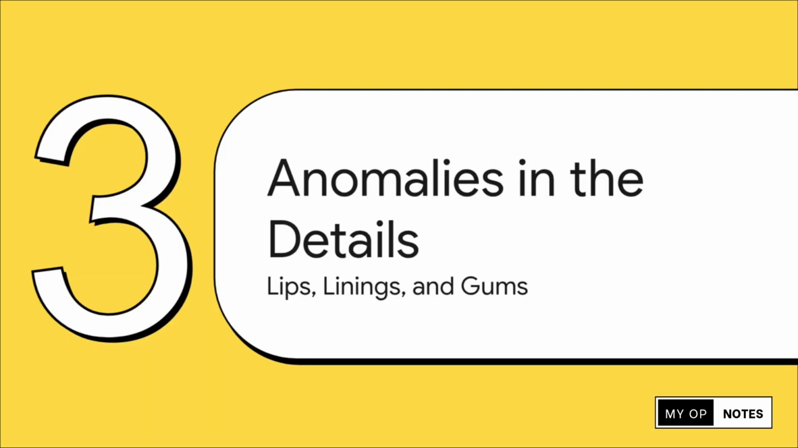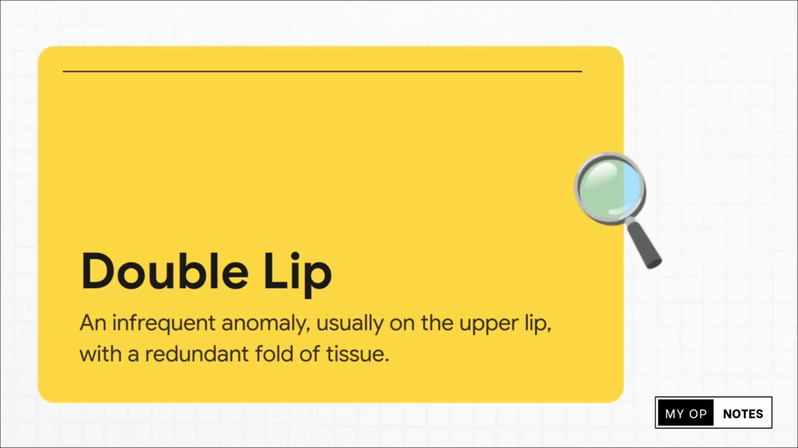All right, to wrap things up, let's zoom in on a few other fascinating details you can find in the lips, the linings of the mouth, and the gums. The variations here can be just as surprising. So first up, we have the double lip. This is a pretty infrequent anomaly, where a redundant extra fold of tissue forms on the inside of the lip, and it's usually the upper one. It's basically caused by having a little too much tissue and mucus glands during development.